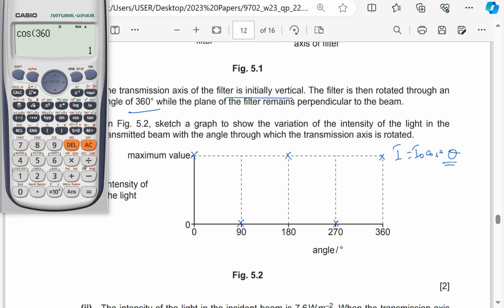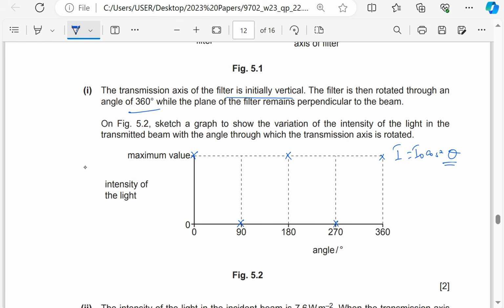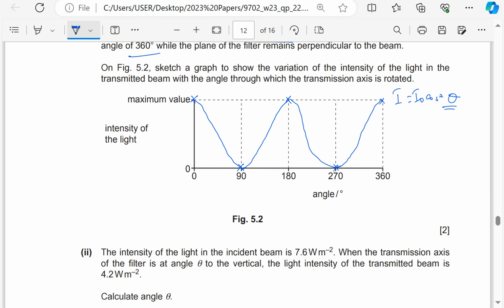So I will now just sketch the graph. The graph would be something like this. I think I need to sketch a better graph than this one. So the graph is a sine curve, which is of that shape. You can sketch a better one, not straight lines, just curves. It is just a curve. Okay.